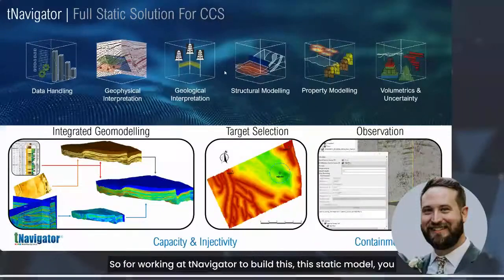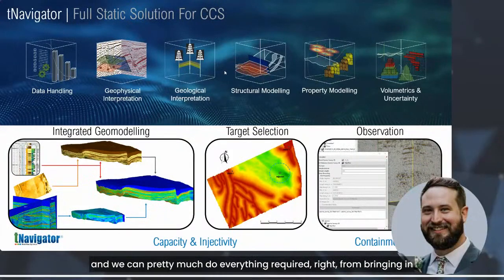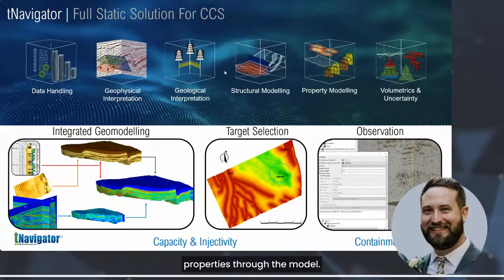So if we're working in T-Navigator to build this static model, we need to consider what can we actually do to build that model. And we can pretty much do everything required, right? From bringing in the data and QCing it through geophysical interpretation, geological interpretation, and then into, of course, building our actual structural model, right? So building that geocellular model, incorporating faults and horizons to represent the subsurface, and then property modeling, right? We need to distribute all of our properties through the model, and then of course volumetrics and uncertainty, which we'll get into following that.